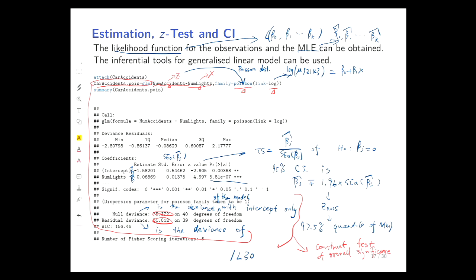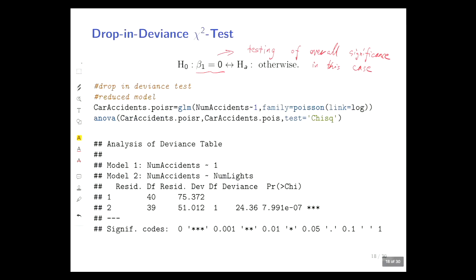And by using this tool, we can construct the drop-in-deviance test to test the overall significance. How to do that? We can use R to help us. In this case, because our model here is log mu of z given x equals beta 0 plus beta 1 x.